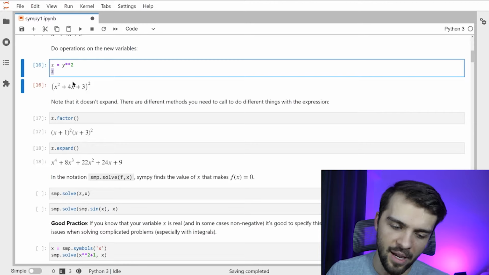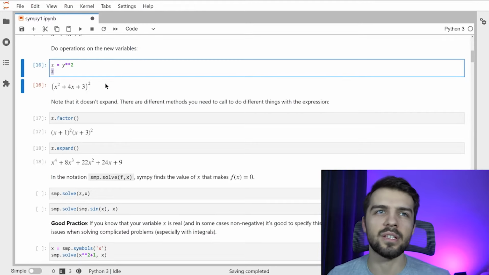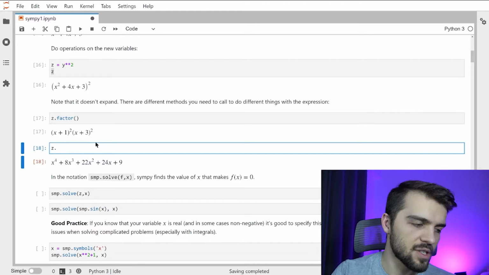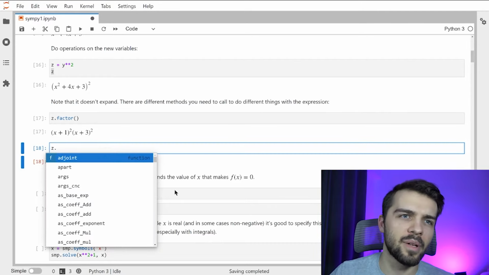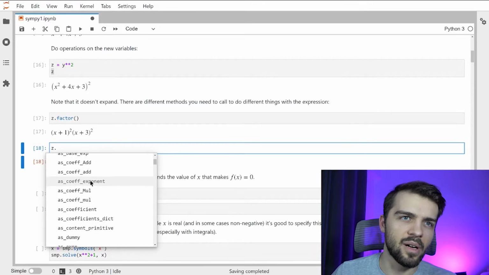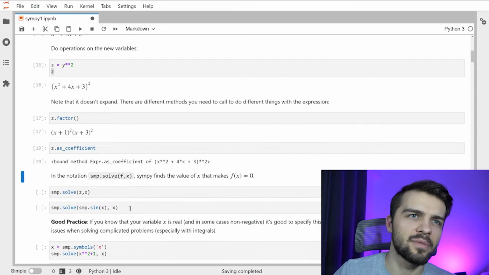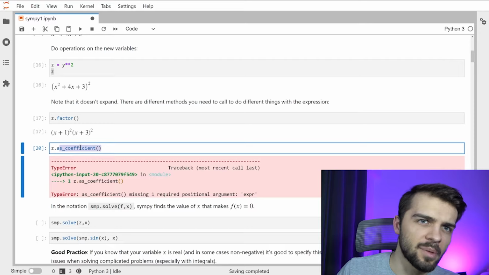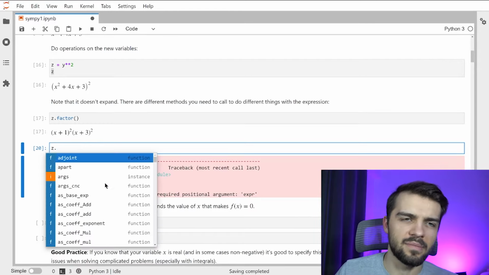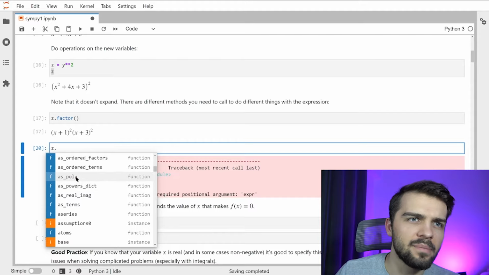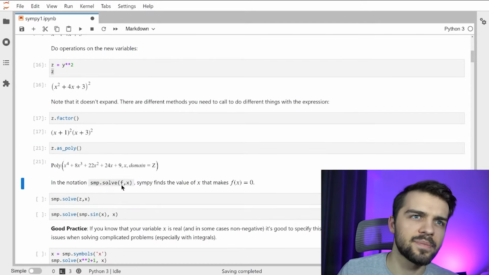And typically when you have a variable, if you want to do things with it, there's factor and expand. And of course, like before, I can just press tab for autocomplete and it will actually show all the things that I can do with z. So as coefficient, I can call this method, for example, with brackets. It's not actually implemented for this. I need to give an extra variable here, but you know, as poly. So I'm guessing that means as polynomial.